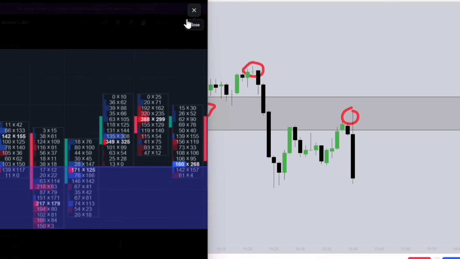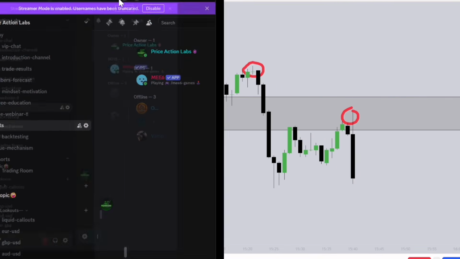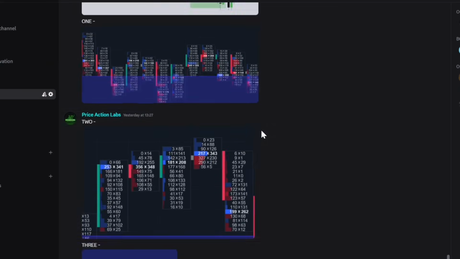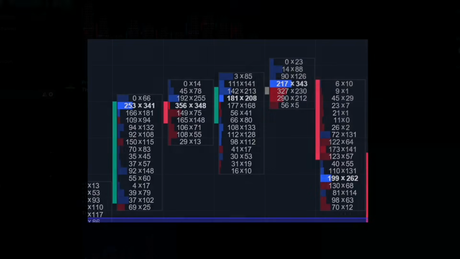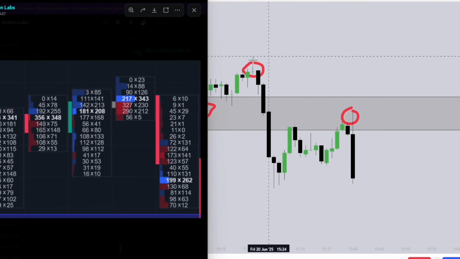So if we go back one step over here, what we can see is we're also looking at this rejection area. We're seeing this second box, this rejection area. We saw 217 for 343. We see 3 for 85. So we're seeing positive delta, positive delta, positive delta. We see a 0 at the top.